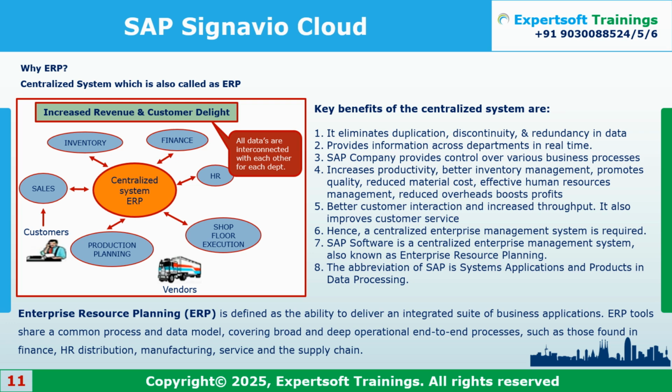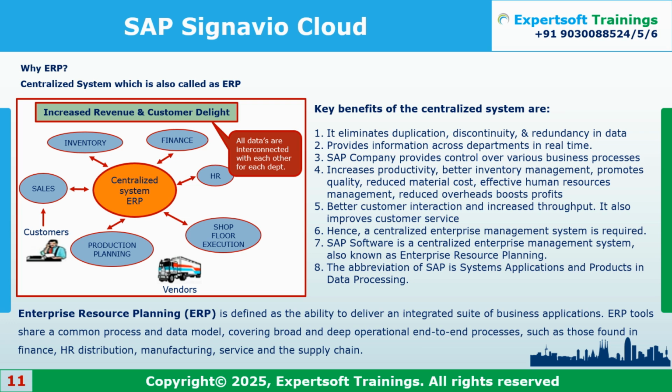Generally, when we talk about ERP, it is nothing but coordination. ERP tools share a common process and data model, covering broad and deep operational end-to-end processes, such as those found in finance, HR, distribution, manufacturing, service, and the supply chain.